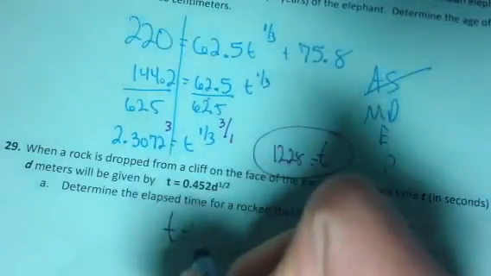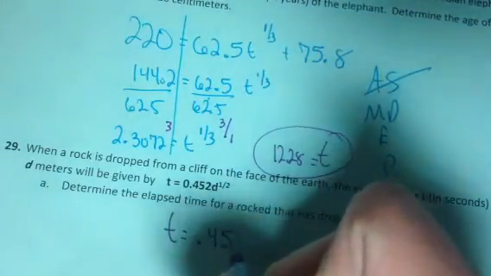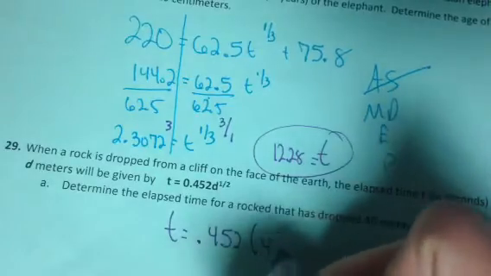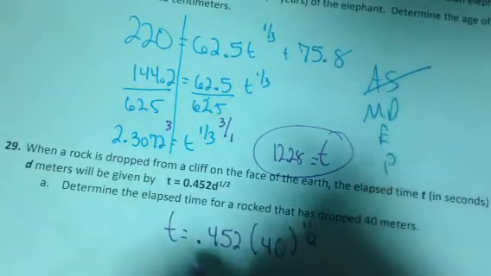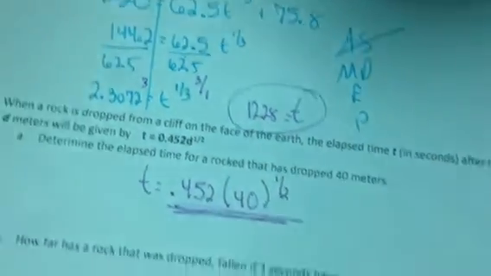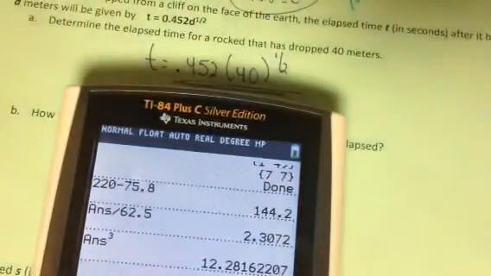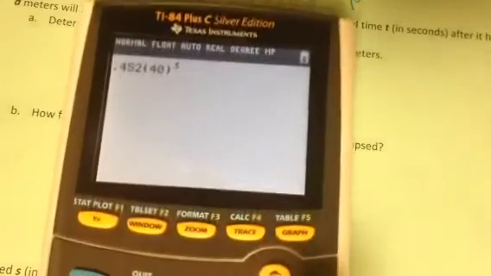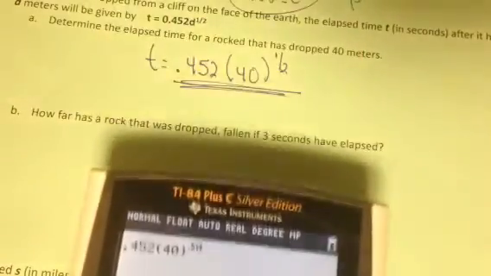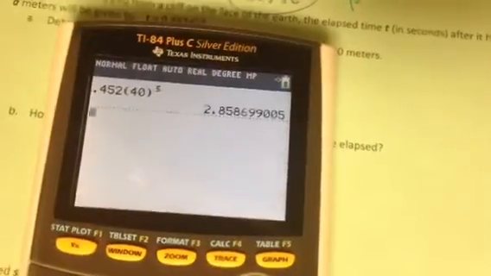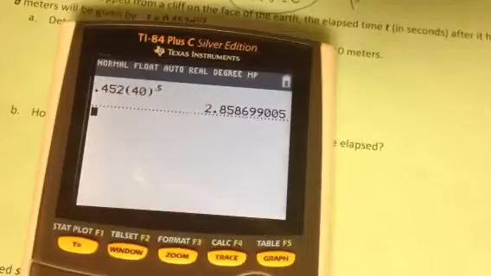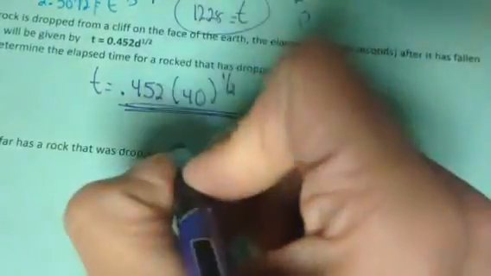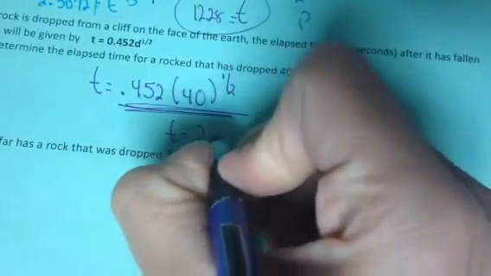So here we go. Just put the numbers in the right spot. It's dropping 40 meters. And look, this is just a bunch of numbers. I just have to go to my calculator and type that in. So you'll see it in just a second. I'm going to type it in exactly as I've written it. And a 1/2 power is a 0.5. Let the calculator do all the work, and I'm going to get 2.86. I'm going to round everything to the nearest hundredths.